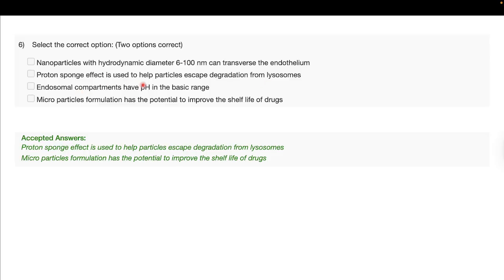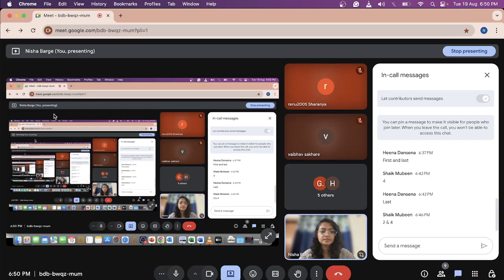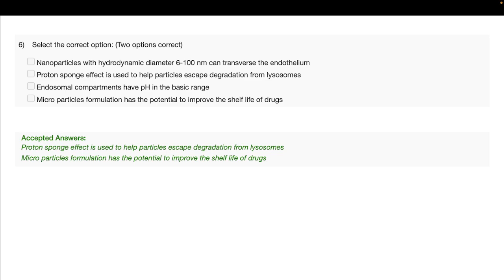And the third option, endosomal compartments have pH in the basic range. We just discussed this, right? So they don't have pH in the basic range. The pH is in the acidic range, highly acidic. Last option is microparticle formulation has the potential to improve the shelf life of drugs, which is also true. So for this particular question, the first, second and fourth options are correct. Is this clear? Okay, if there are no doubts, I'll move on to the next question.